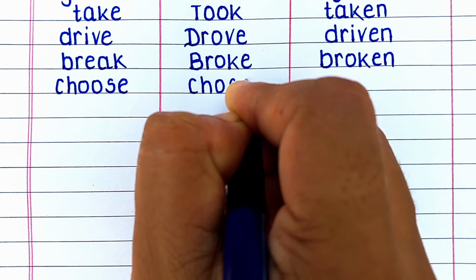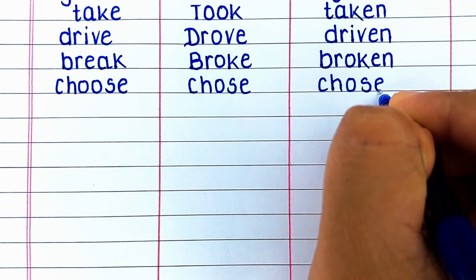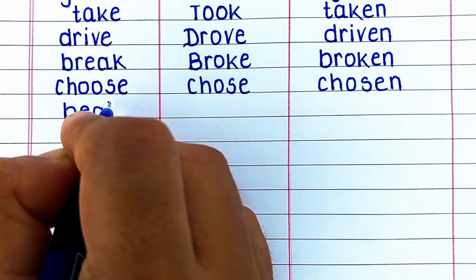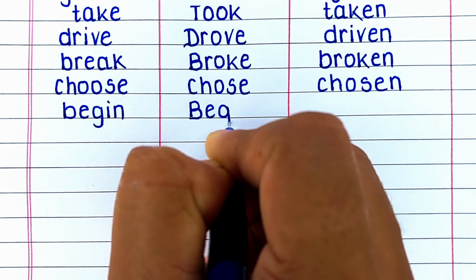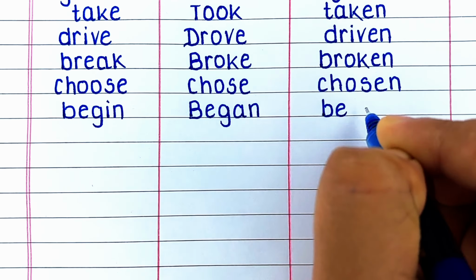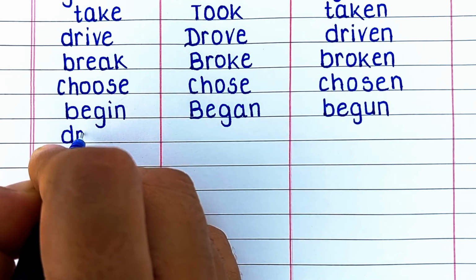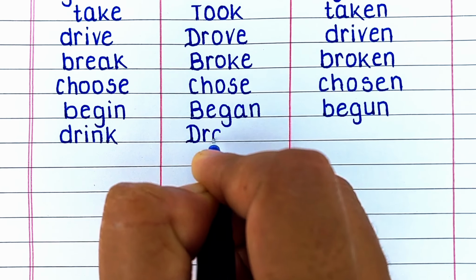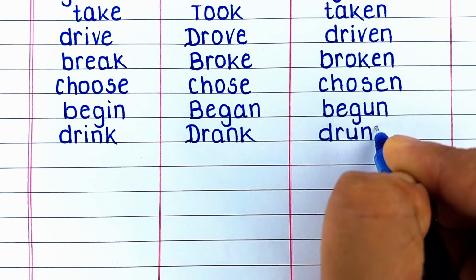Next verb is choose. Its V2 form is chose and V3 form is chosen. Next verb is begin. Its V2 form is began and V3 form is begun. Next verb is drink. Its V2 form is drank and V3 form is drunk.